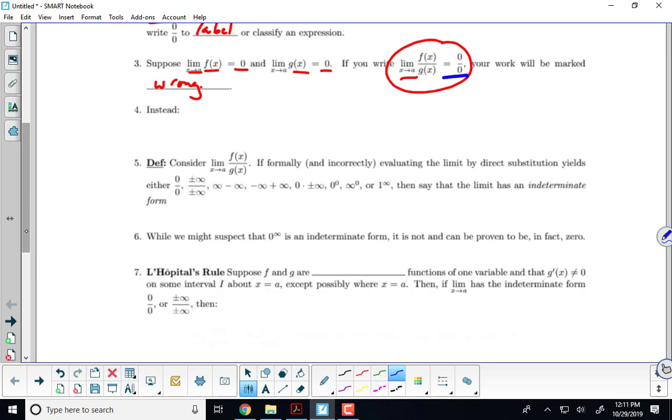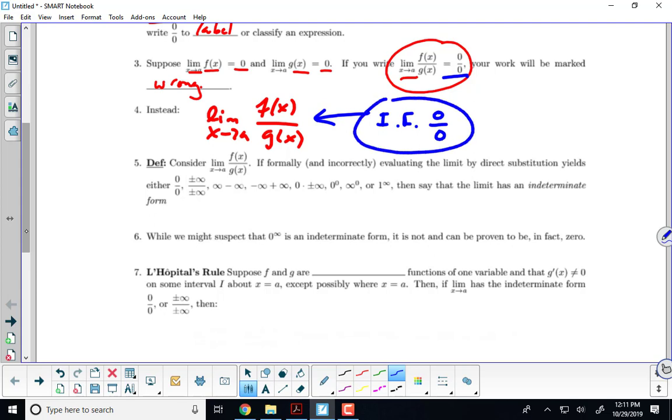That would be incorrect. Instead, if you were working with this limit, the limit as x approaches a of f of x over g of x, you could classify it. You point an arrow at it or something like that and say that it has the indeterminate form 0 divided by 0. Doing something like that is okay. That's simply classifying the limit. But notice what I didn't do. I didn't write that it equals 0 over 0.